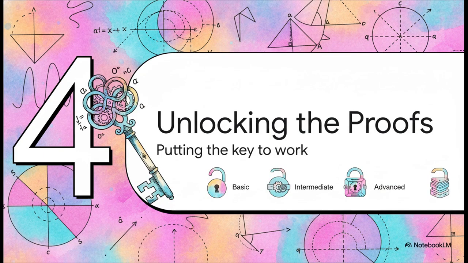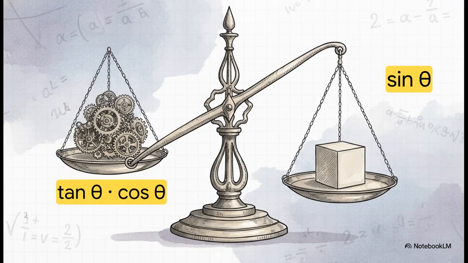All right, enough talk. Let's actually see this master key in action. We're going to walk through 3 different proofs, from pretty basic to a little more advanced, and you'll see how this one strategy just cuts right through them. Let's start with a classic. We need to prove that tangent of theta times cosine of theta equals sine of theta.